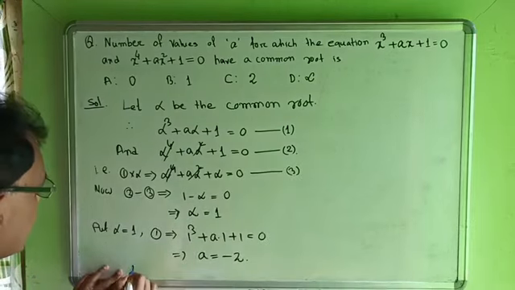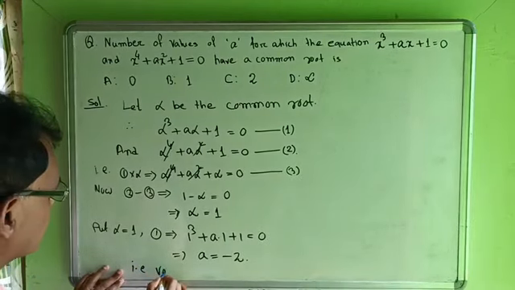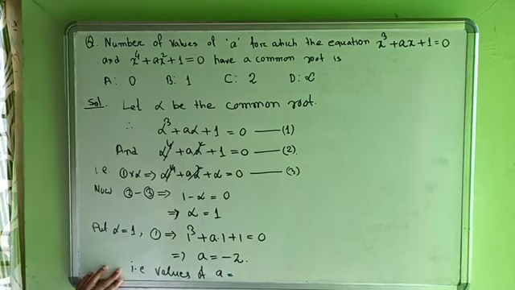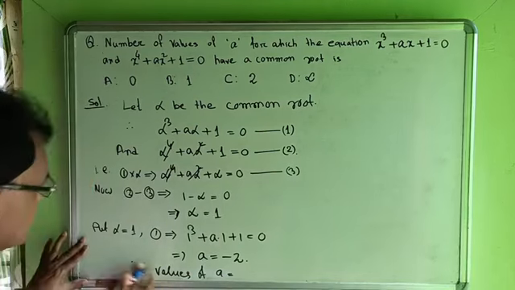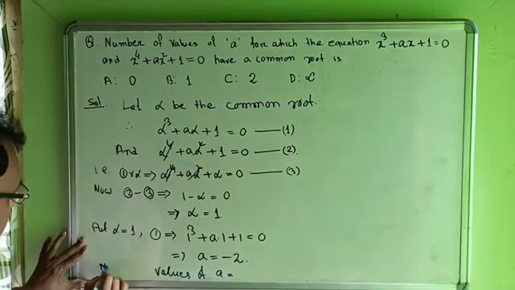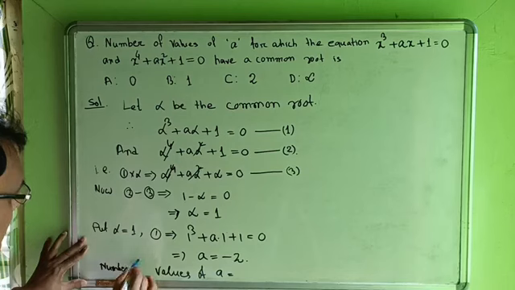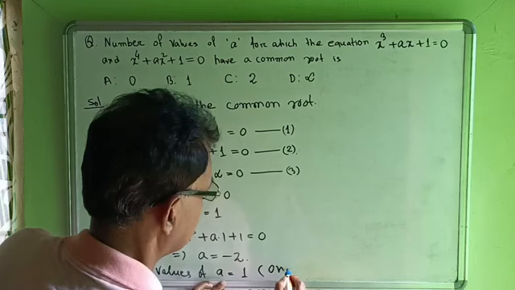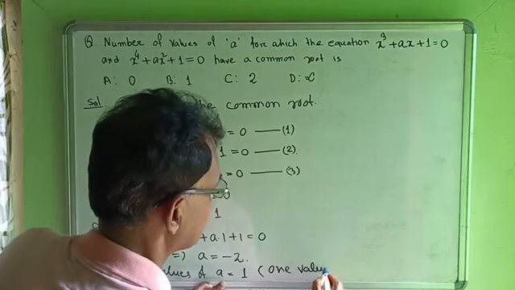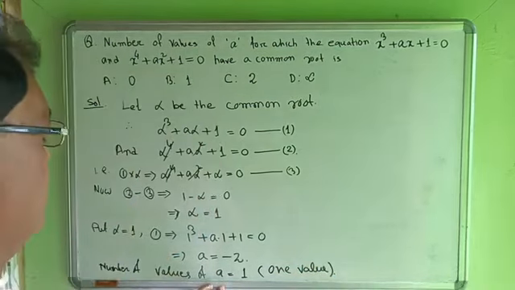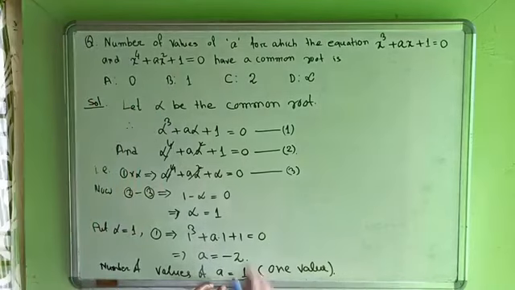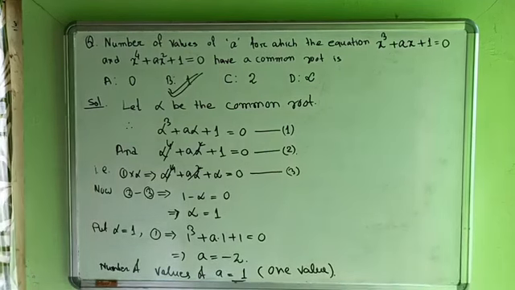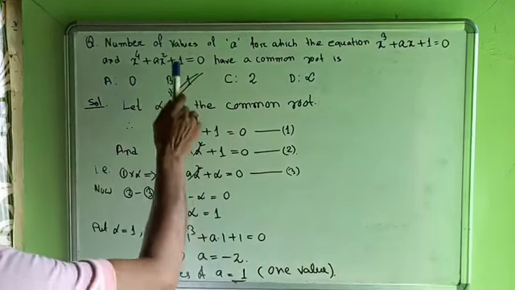That is, the number of values of a equal to 1, that is 1 value. The correct option here is B. How many values of a? A has only 1 value.